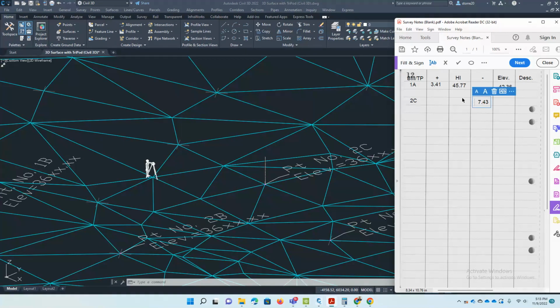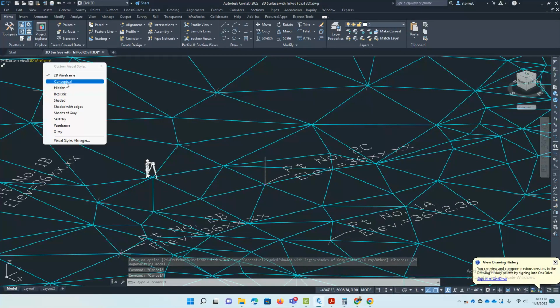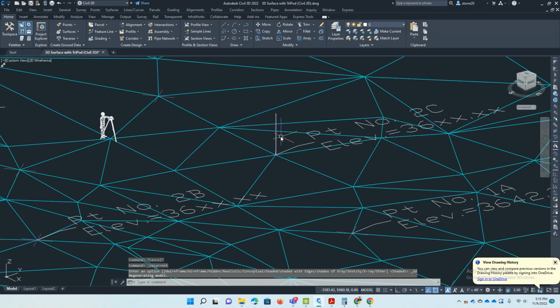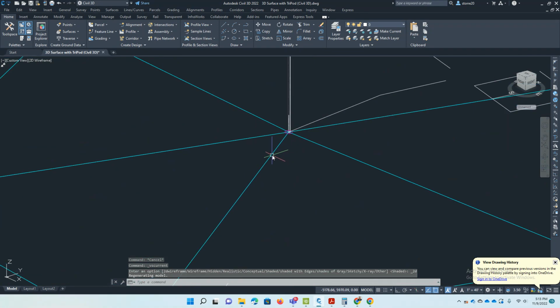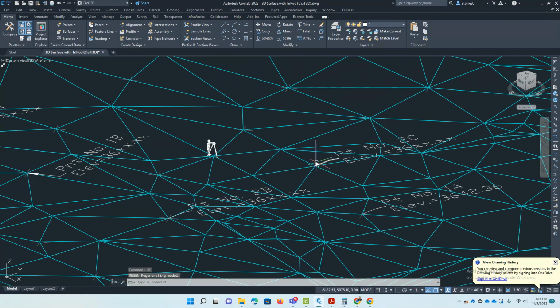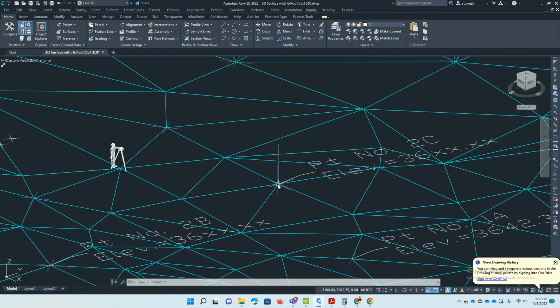That's our minus shot for 2C. Because I'm reading it off of the HI, remember everything is now off of the HI. From the HI, I read 7.43 on the rod. I will now subtract down to this point, because remember these are the elevations I'm looking for. I'm not interested in elevations anywhere else except on the ground. So this is the elevation I'm looking for.